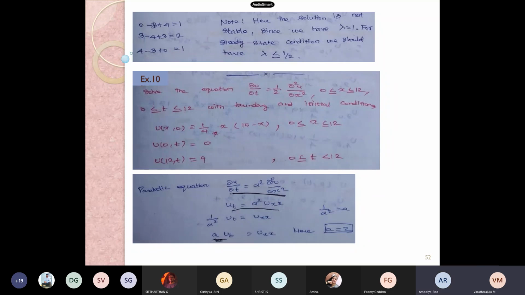Amulya, what is my lambda? No, no. What is the formula for calculating lambda? I wasn't present yesterday, so I'm a little confused.